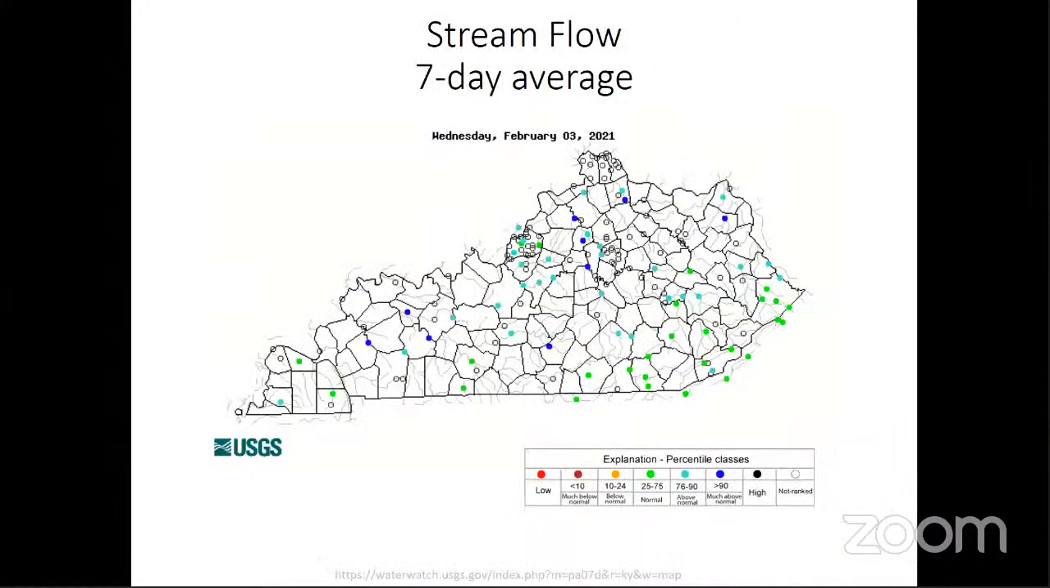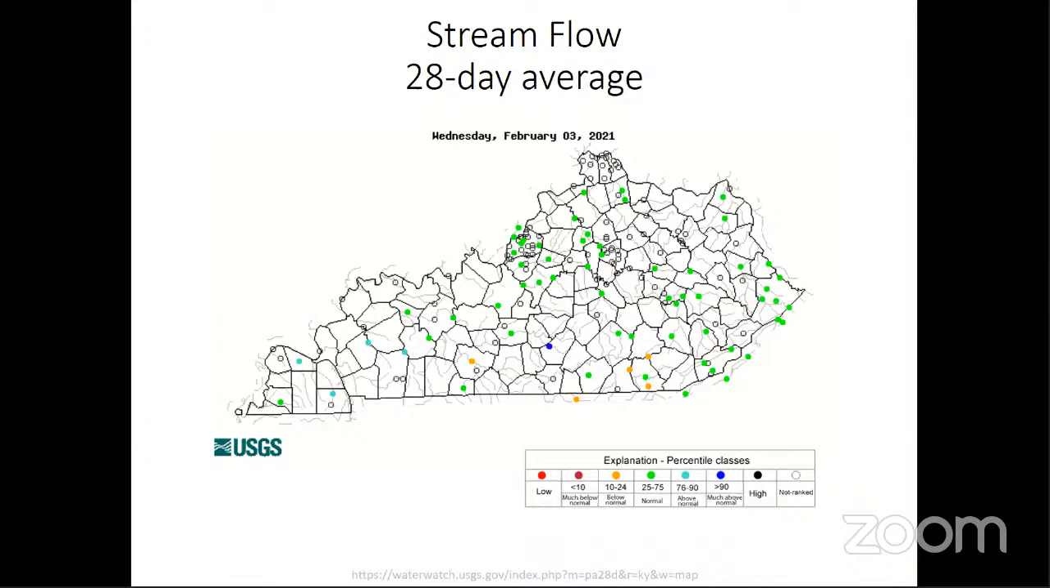7-day stream flows. We still have some areas that are running much above normal, reflecting that recent precipitation event. Otherwise, things are near normal, so we don't have any below normal flows on the 7-day average. 28-day average, a little bit different story there. You can see, in particular, there on the Tennessee border, you've got a few stations that are below normal in terms of stream flows.